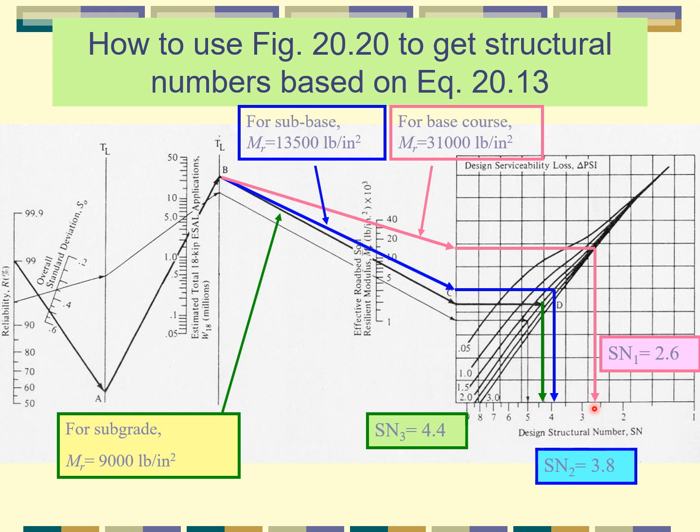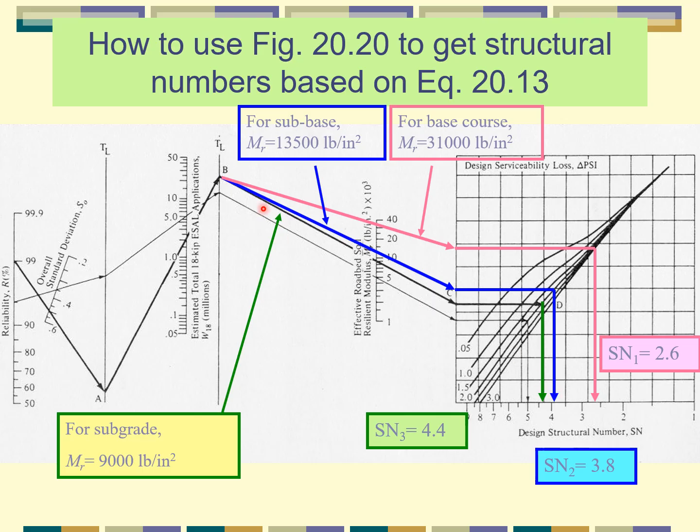Now carry out this exercise for the sub-base. And for the sub-base, what to do from point B, you will have to draw this blue color line, but you can see that for the sub-base material, this modulus of resilience is 13,500 pound per square inch. So that is this one. So just draw this blue color line like this, and reach over here. And again, considering the same serviceability loss, move horizontally, and then you can see that SN2 is coming equal to 3.8.